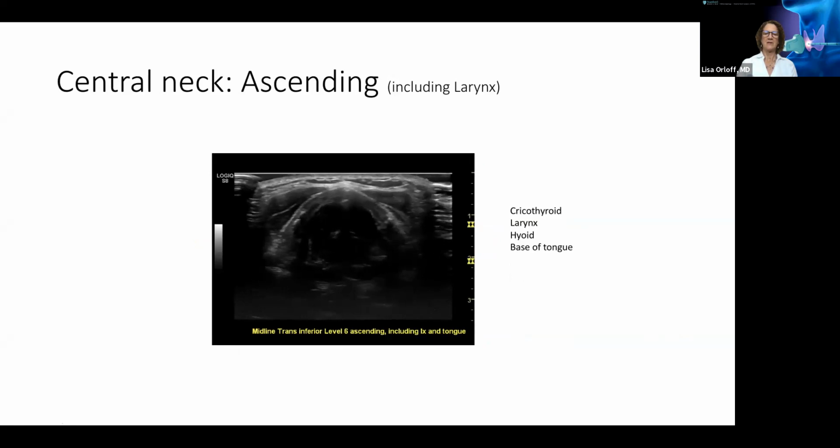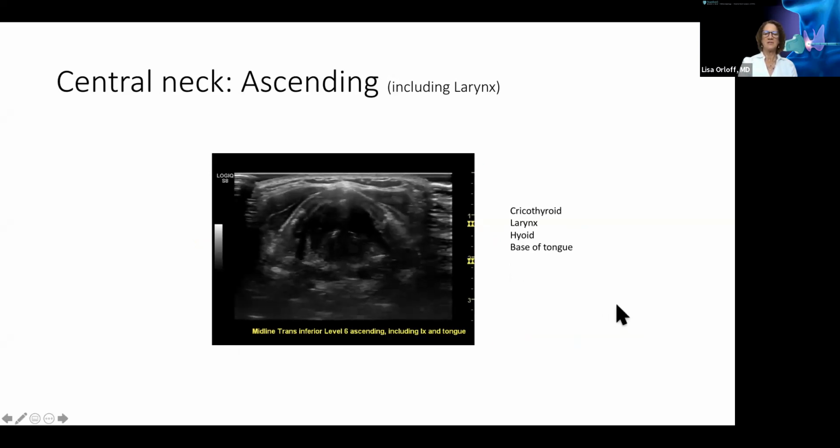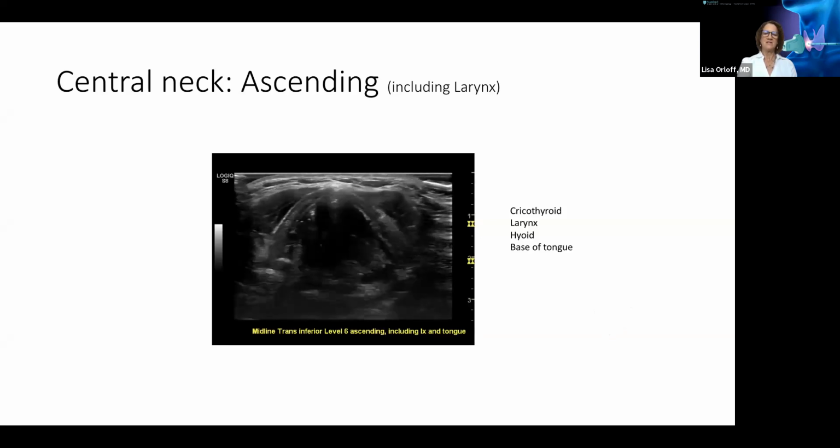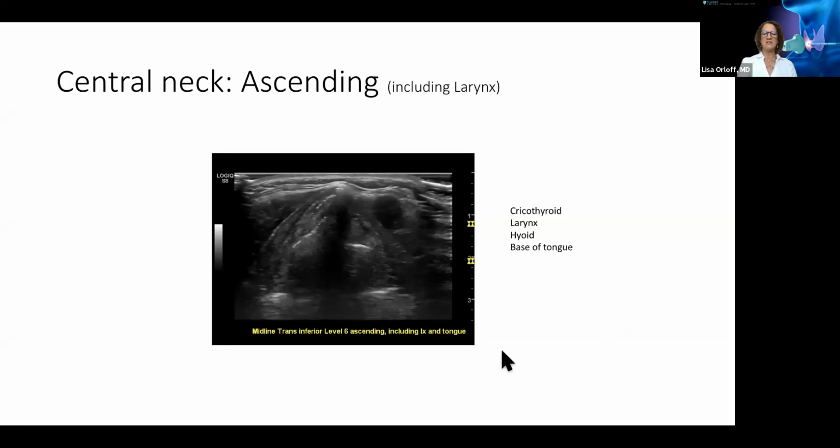Here at the level of the larynx, one can adjust the settings on the ultrasound system to a lower frequency to enable visualization of the vocal folds and see symmetrical vocal fold mobility. This is easier in female patients than in male patients, but it's also easier in children.